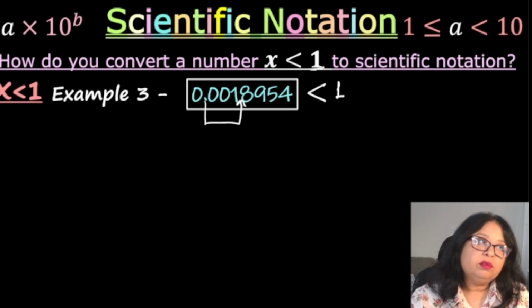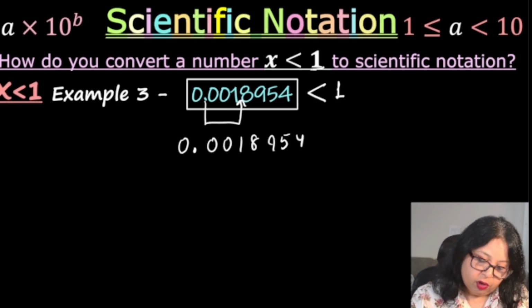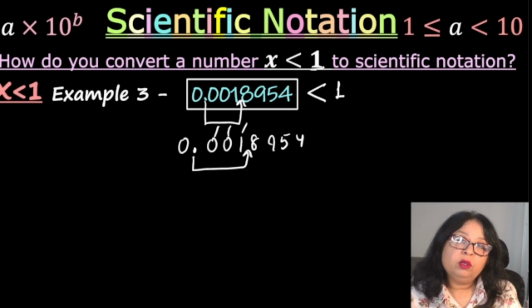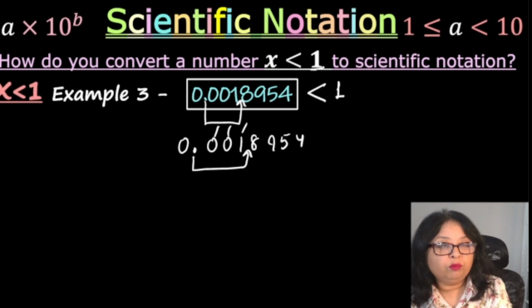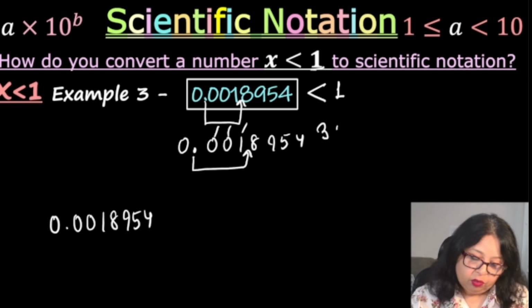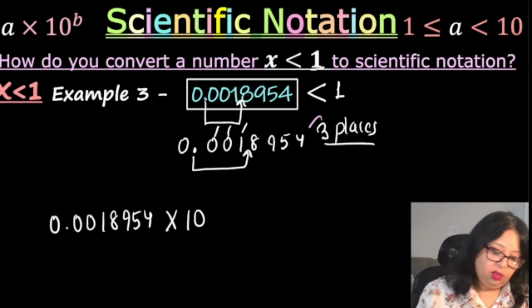How do I know that there are 3 places? Because the decimal is over here, 0.0018954. When I move the decimal over here, there are 1, 2, and 3 digits between the present location of the decimal and wherever I'm going to move the decimal. Alright, so let's write down our number, 0.0018954, for 3 places. Multiply this number with 10 to the power, this 3.